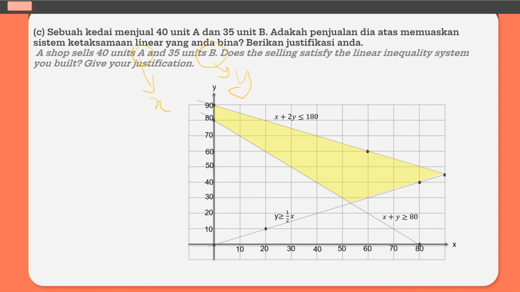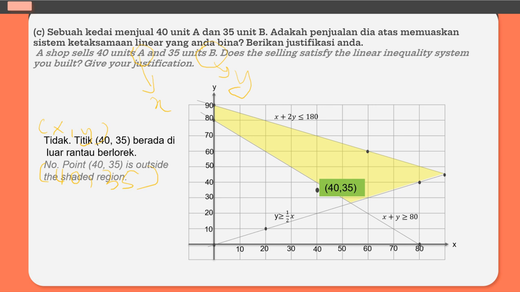So we have coordinate X, Y. So it's like 40, 35. So where is 40, 35 located? Okay, so here. Do you think that 40, 35 satisfies the shaded region? Of course not, right? Because it's outside of the shaded region. So we say no. Point 40, 35 is outside the shaded region.